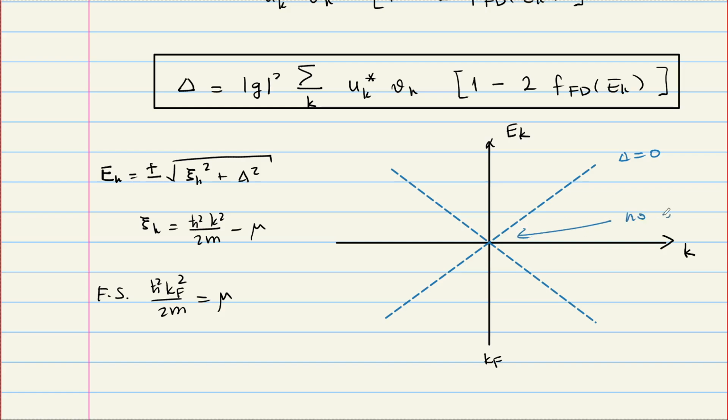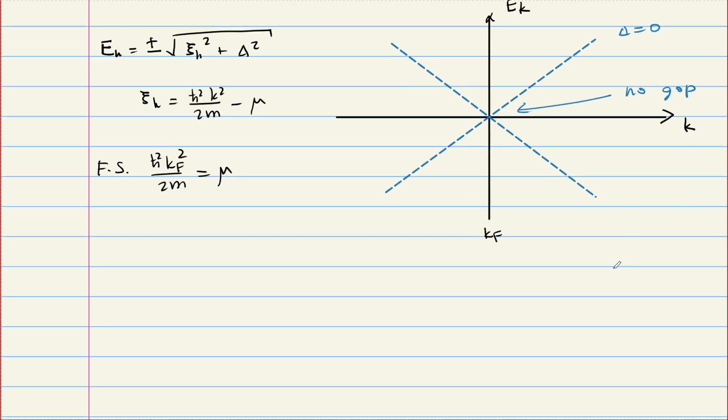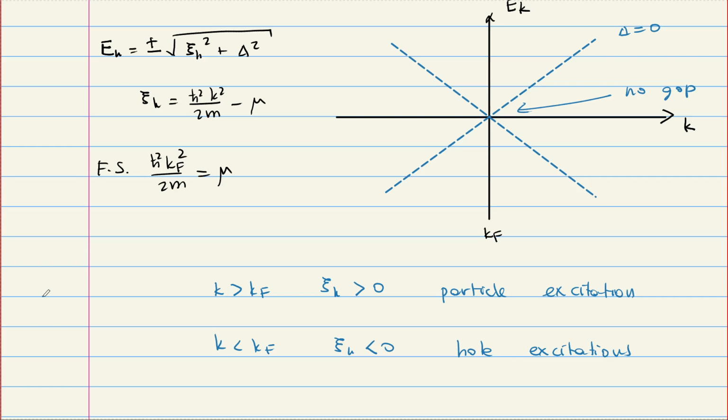There is no gap, and that's what we expect for metals, right? For metals, for K bigger than K Fermi, psi of K is bigger than 0, and we call this particle excitations. And K less than K Fermi, psi of K is less than 0. This is negative, and we call this hole excitations. And the picture is something like that. So you have some Fermi surface like this, and inside you are fully occupied at 0 temperature.